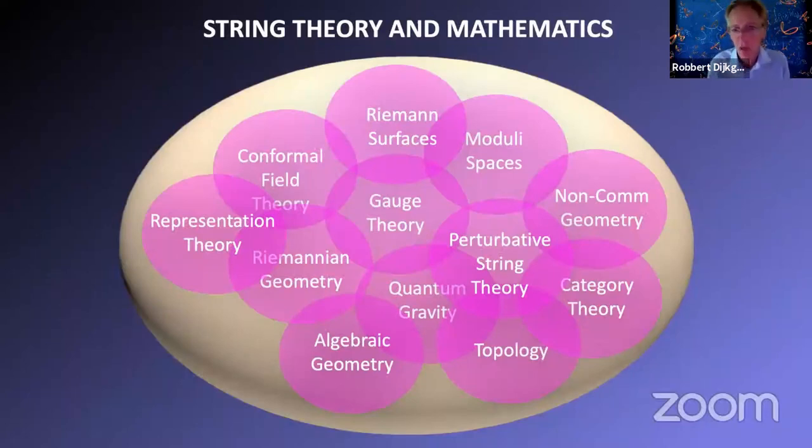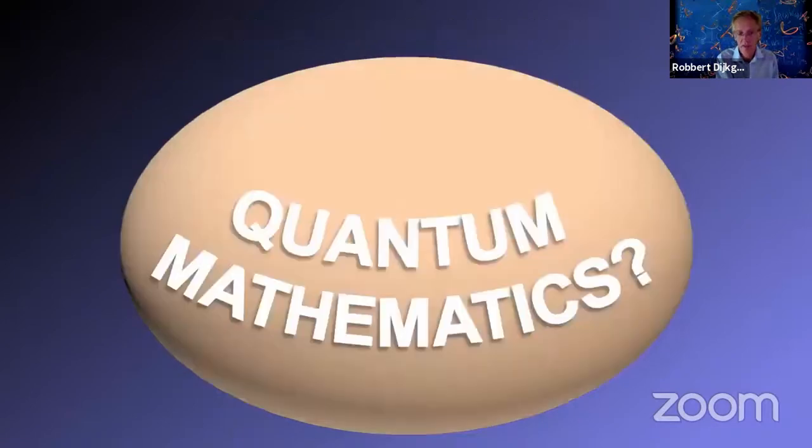We have all these overlapping domains that each have their own language, their own concepts. There are dictionaries bringing us from one domain to another. But I think the thing that is really missing, and perhaps it will never come, is this kind of universal language that covers everything. So for me, the big open question is: is there something like quantum mathematics?